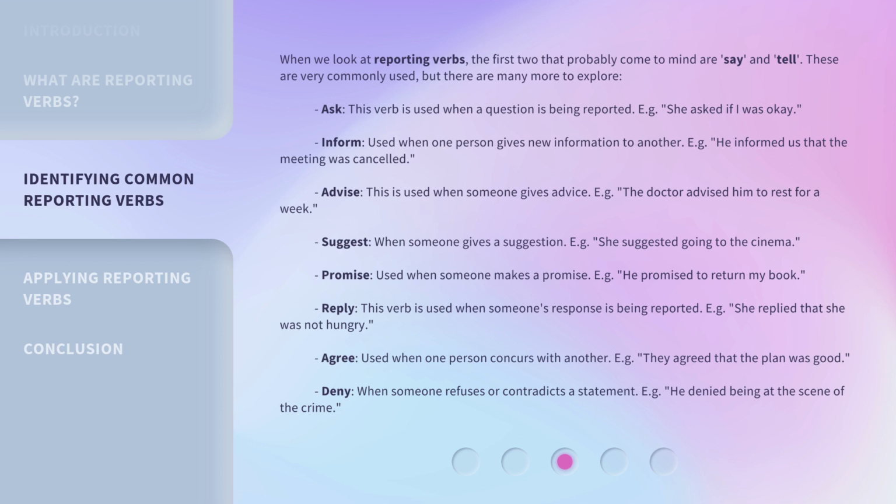Reply. This verb is used when someone's response is being reported. E.g., she replied that she was not hungry. Agree. Used when one person concurs with another. E.g., they agreed that the plan was good. Deny. When someone refuses or contradicts a statement. E.g., he denied being at the scene of the crime.